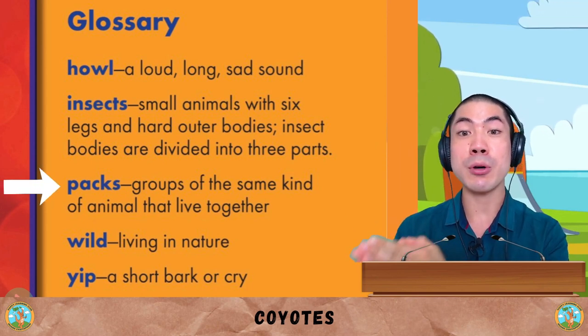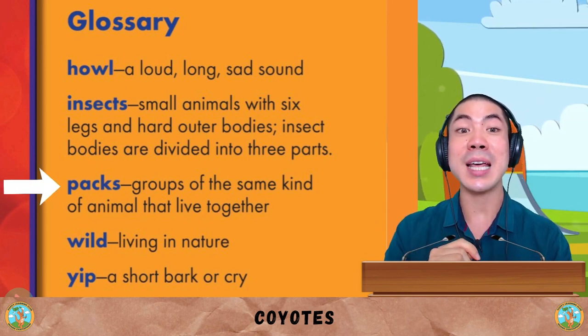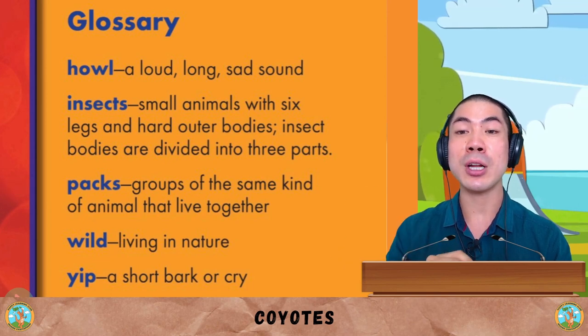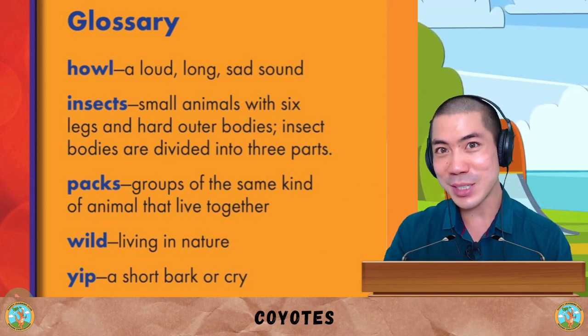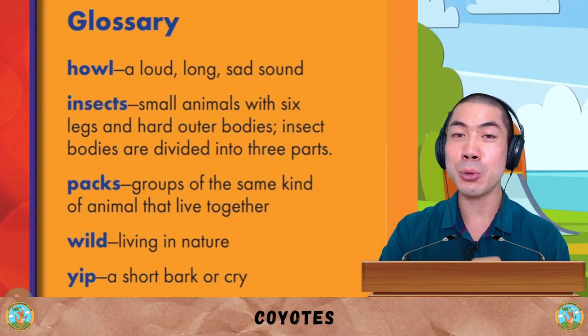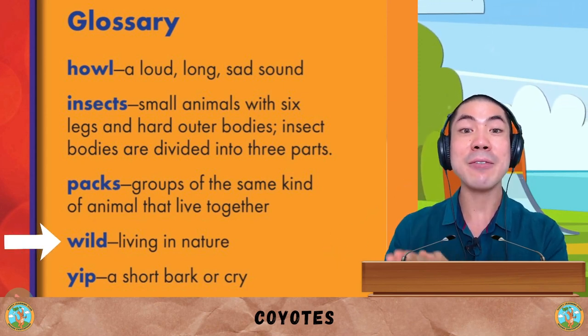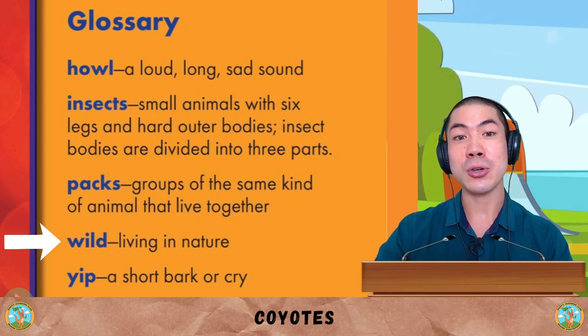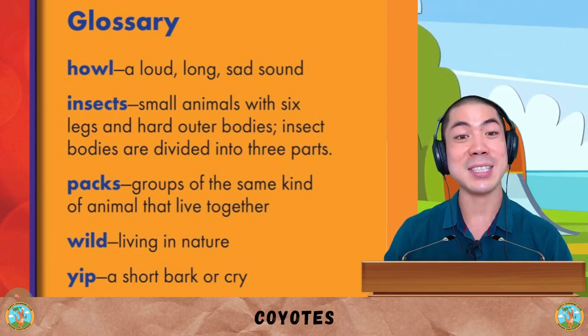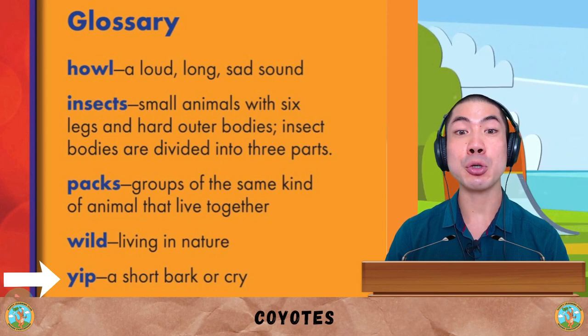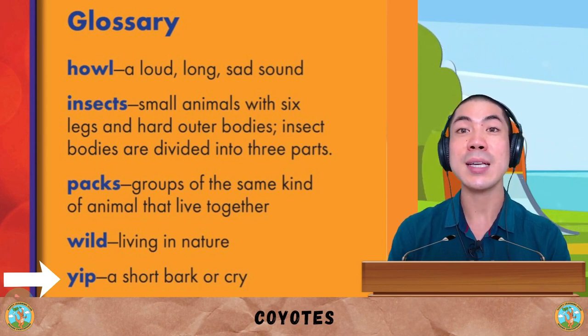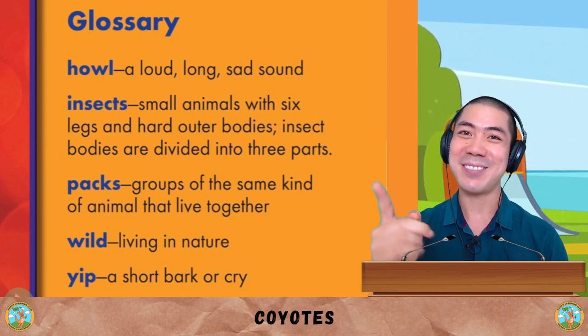Packs are groups of the same kind of animals that live together. Here we learn about the pack of coyotes. There are also packs of wolves, packs of dogs. Wild is living in nature. You're living in the wilderness. And yip is a short bark or cry, like this. Ow, ow, ow. Very good.